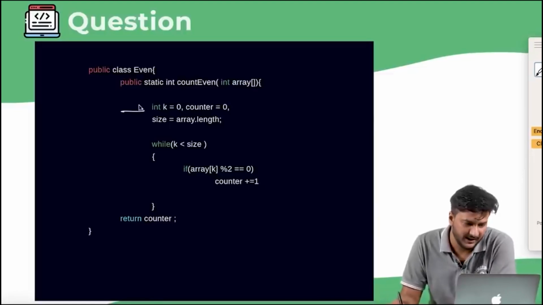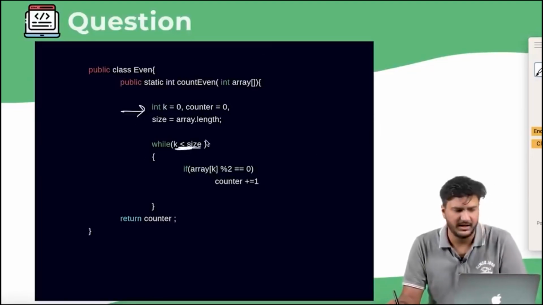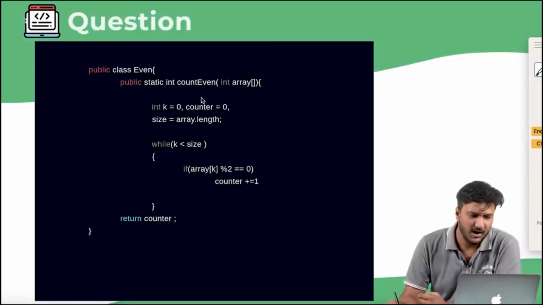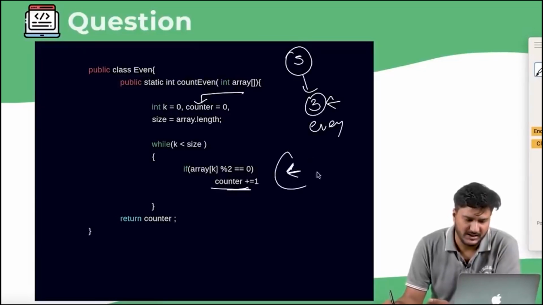And then you have a k. K is used in the while loop, just like i is used in the for loop. Now, counter is being used, as we can see here, to count the number of elements. So let's say the array has 5 elements and 3 of them are even, in that case we are using this counter to understand this.